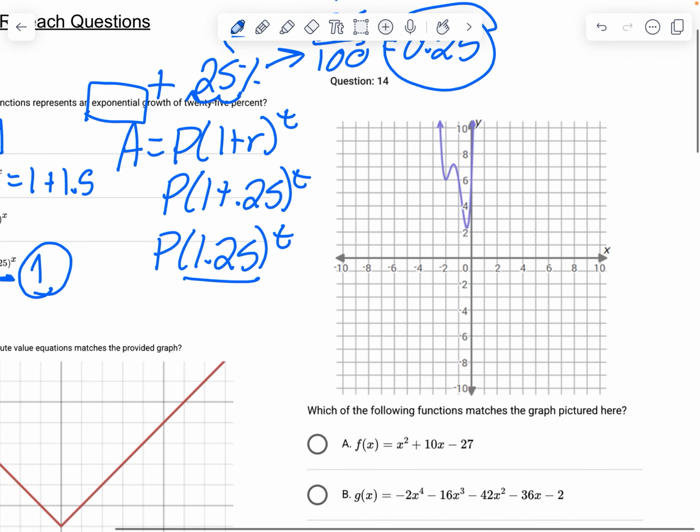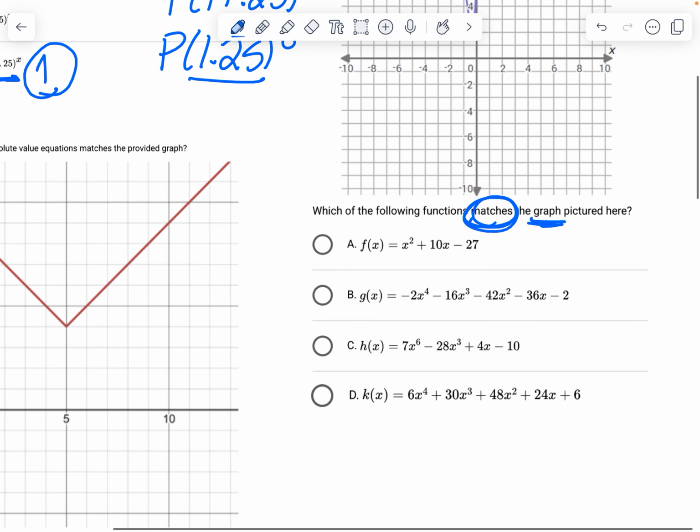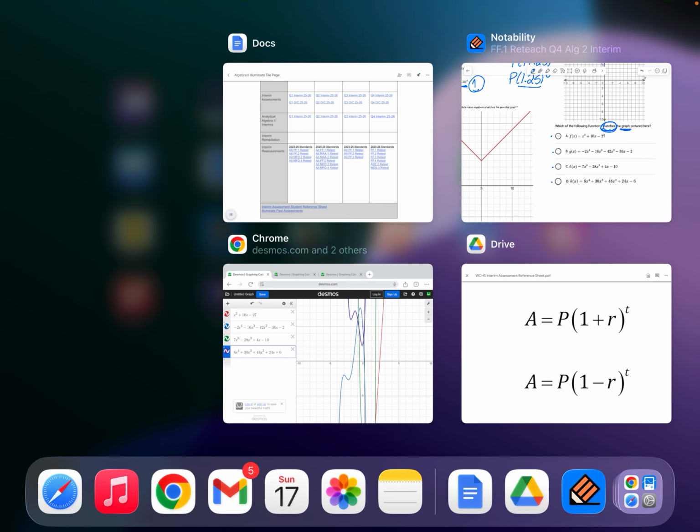Let's look at 14. It says, which of the following functions match the graph below with the picture here? Well, it's a graph. I have a graphing calculator on Illuminate. Use it. So what I've already done beforehand, I just plugged all 4 of these equations into Desmos graphing calculator. So let's go over there, pause this video, plug them all in.